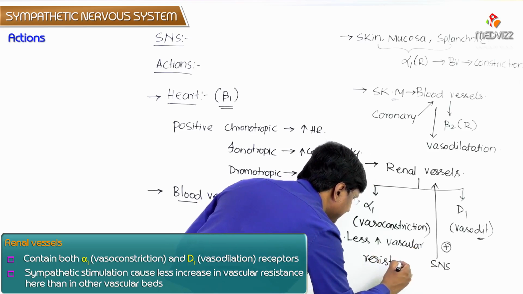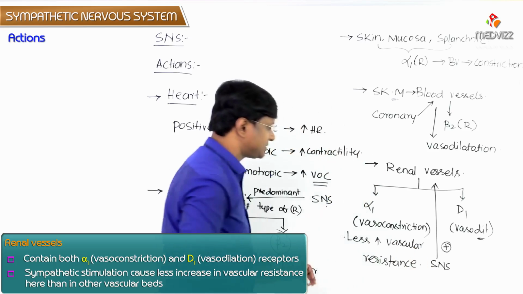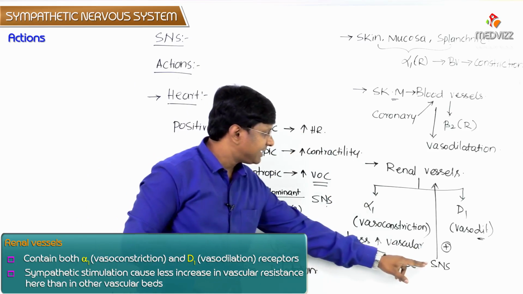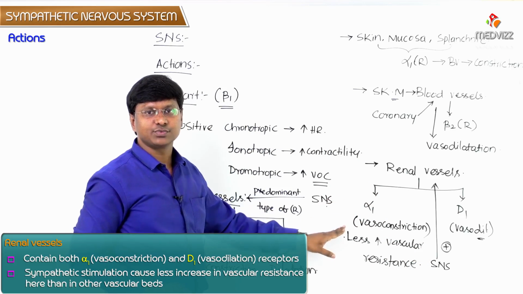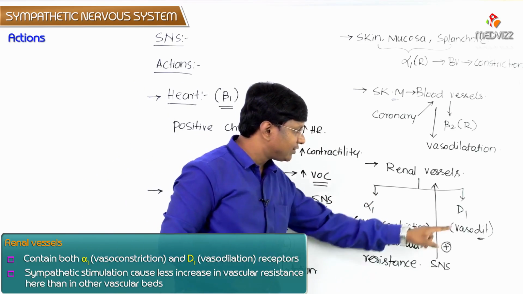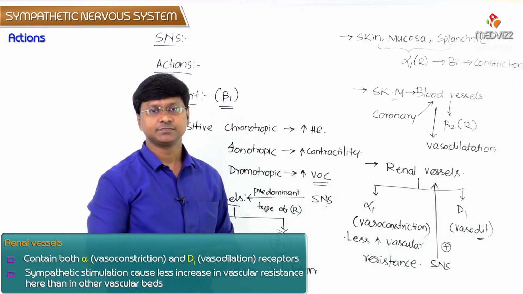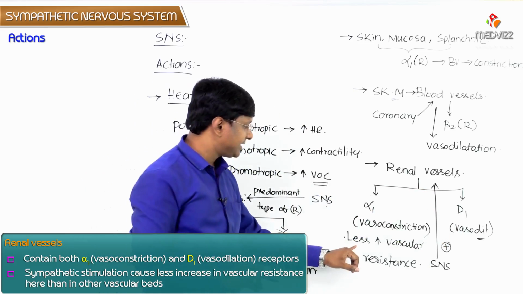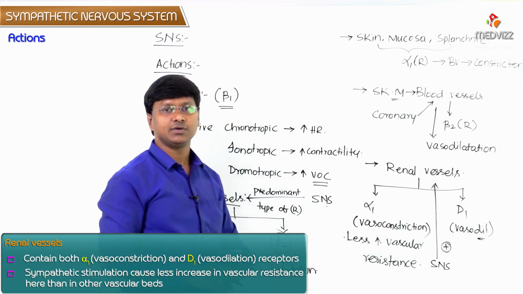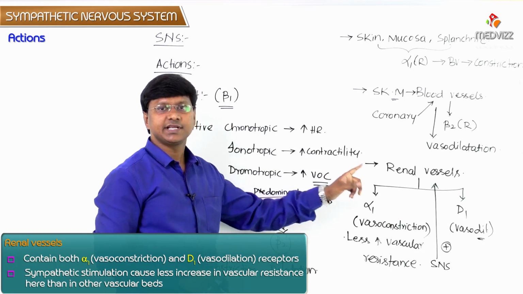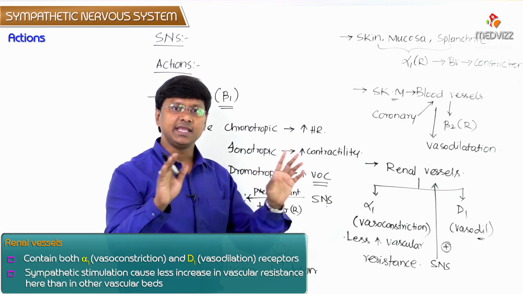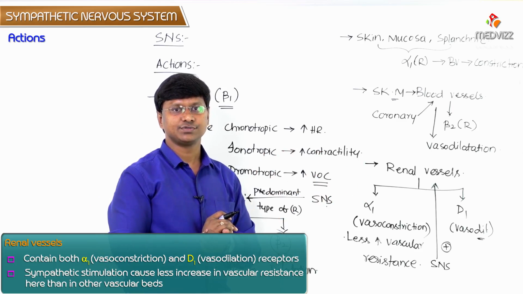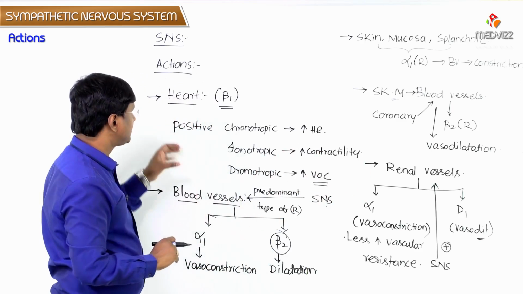Now why do you think that there is less increase in the vascular resistance? Because if the sympathetic nervous system is acting on alpha 1, it is causing vasoconstriction. When it is acting on D1, it is causing vasodilatation. So that is the reason why there is less increase in the vascular resistance in the renal vessels than in any other vascular beds.